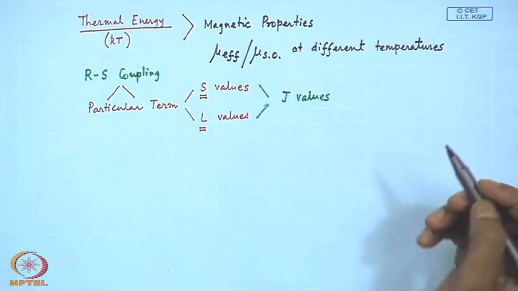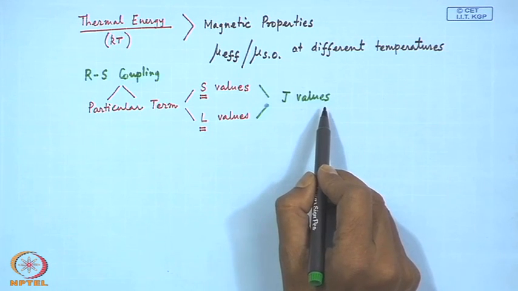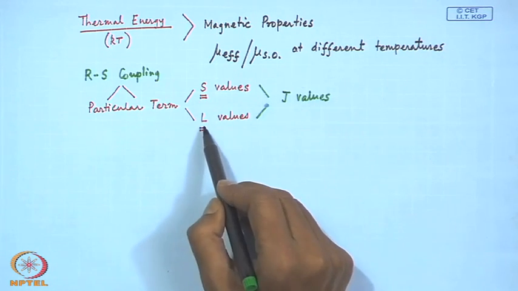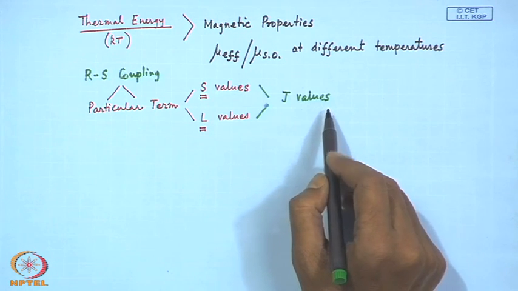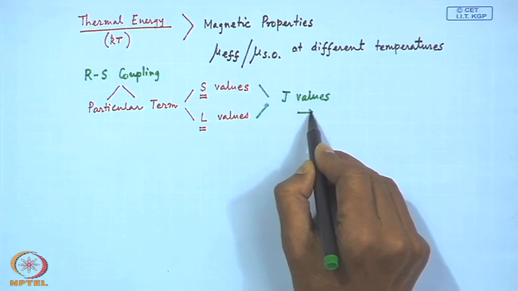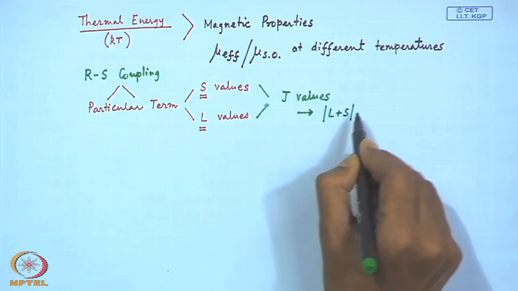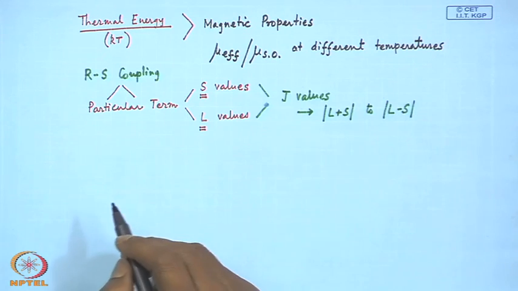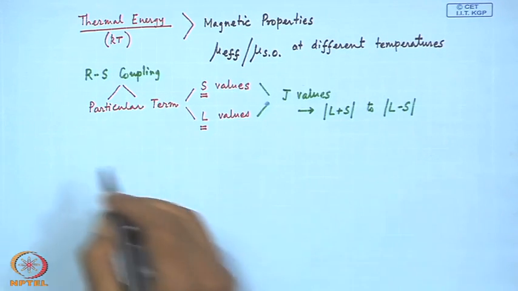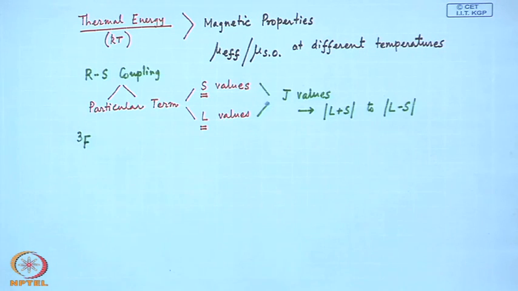So, the different energy levels that we can have are due to the presence of different J values. From the same L and S values, but due to the different types of interactions, these J values can range from L plus S to L minus S. So, if we have a ground state term of 3F, for 3F we know now what the values are.